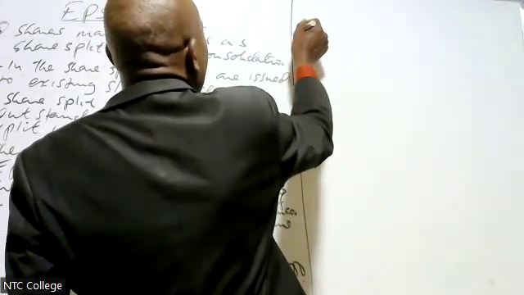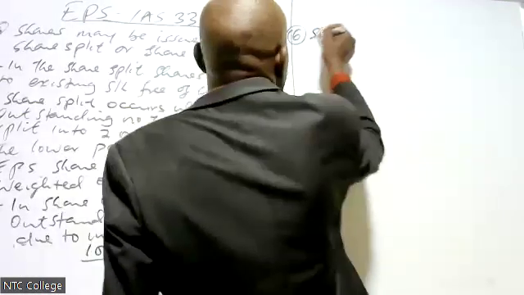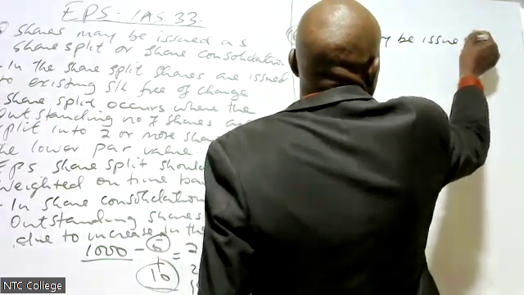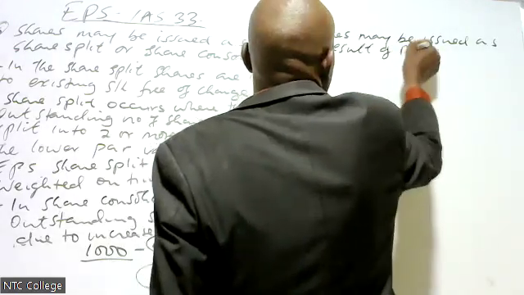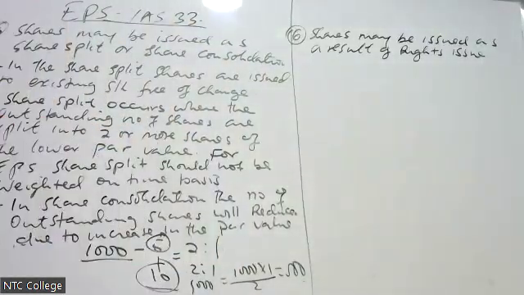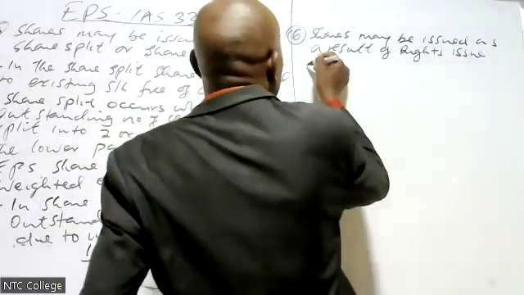Our last item, number 6, is shares may be issued as a result of rights issue. Shares may be issued as a result of the rights issue. Then what is the rights issue?